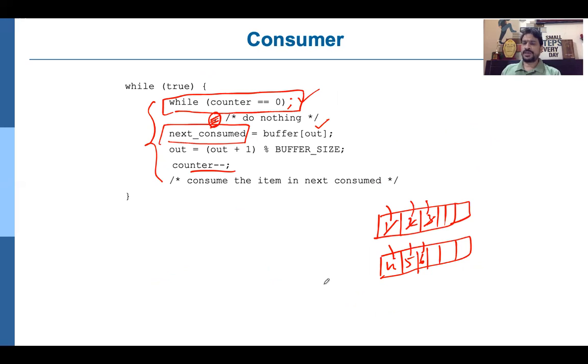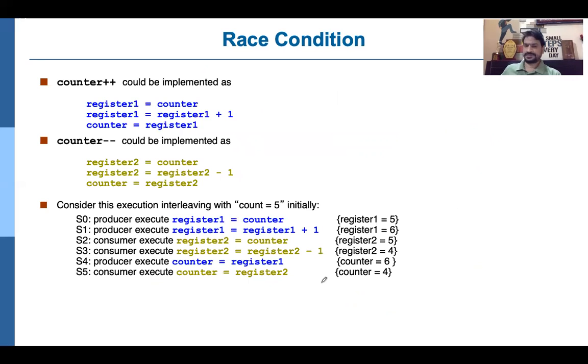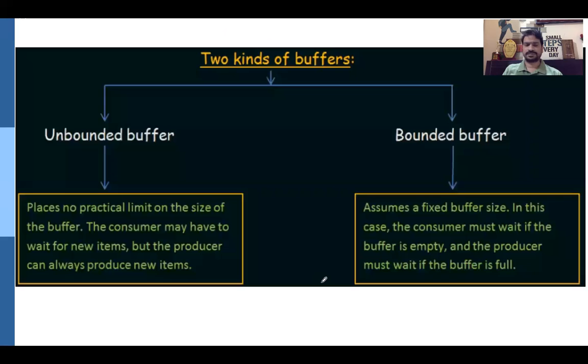If they do not cooperate with each other, that particular problem is called a race condition. If they do not cooperate with each other, definitely there will be a problem. That problem is called race condition, which we'll see later on. Let's talk about the buffer that we'll use.